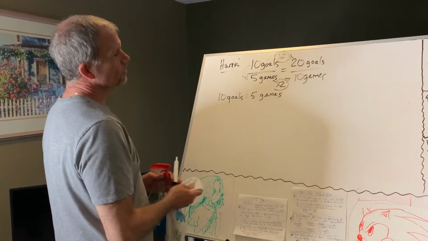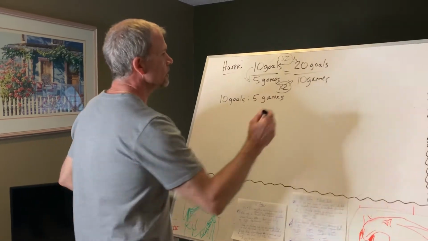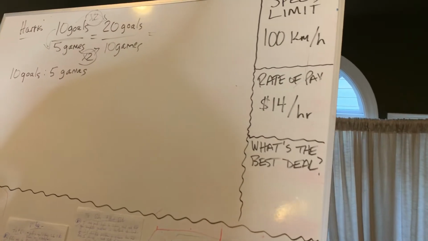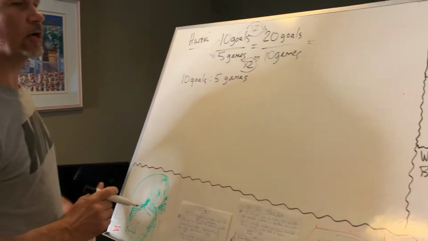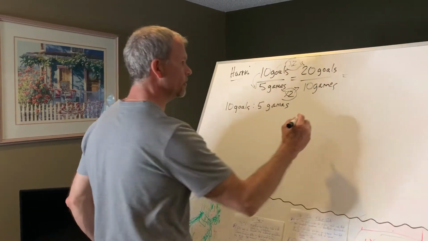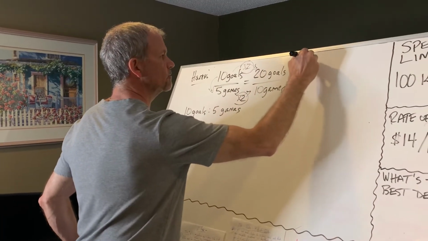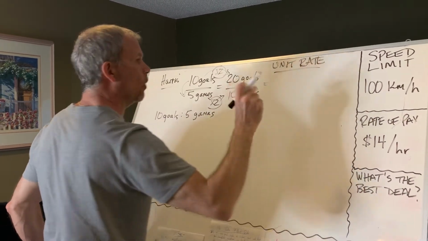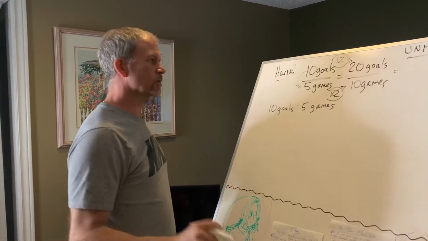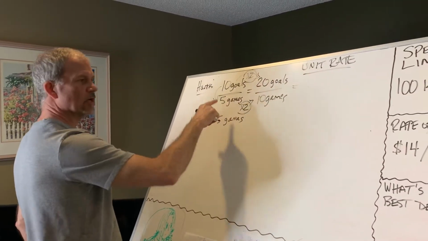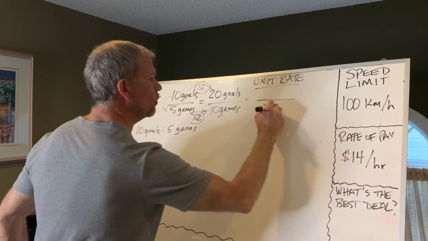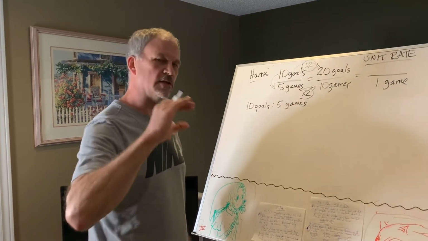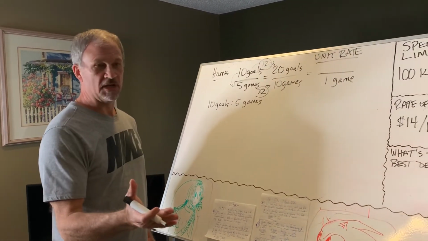Now, where we go from there is this, and it kind of relates to what's the best deal, even though it's not necessarily comparing money and items, but it's talking about what we call unit rate. So unit rate, this marker worked nicely. Unit rate is finding one of the items. Right now we got 10 games, we got 5 games. I want to know what one game is. And this is the way that you start to compare things equally. Because if you can take something down to one of something, you're going to be easily able to compare it.